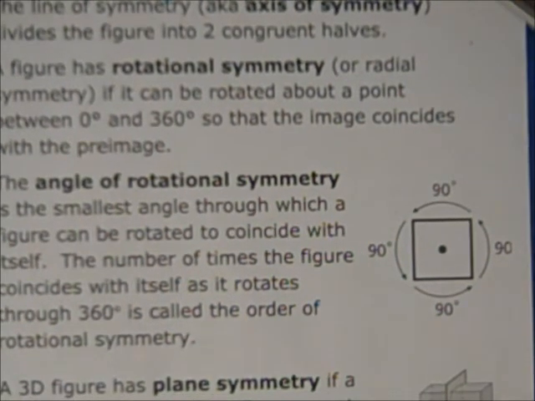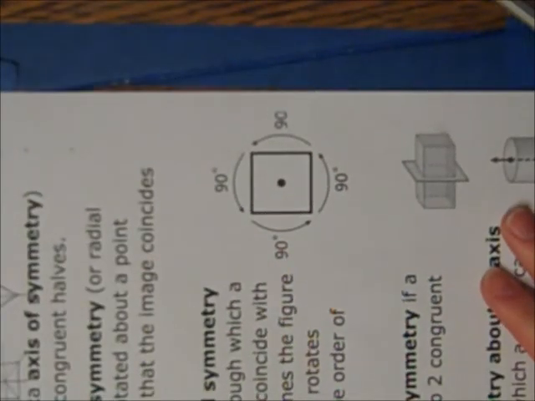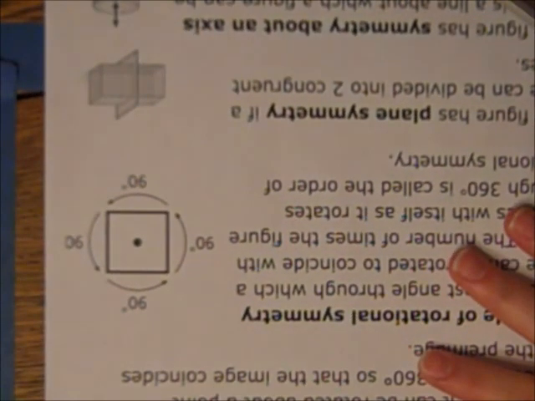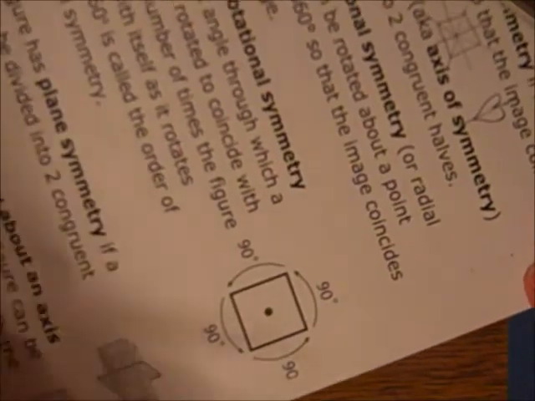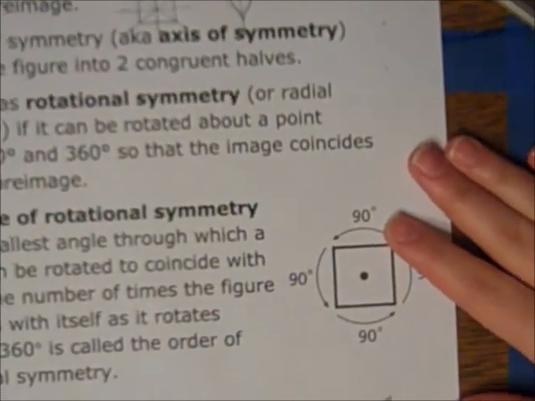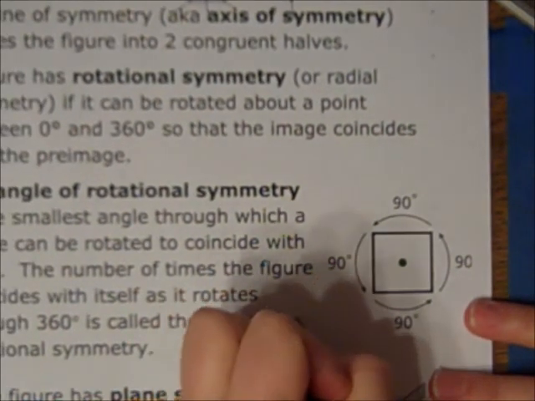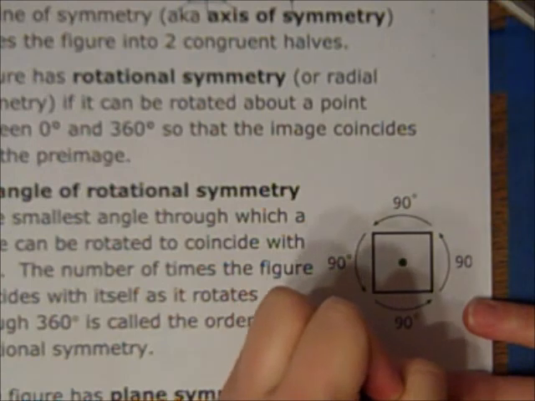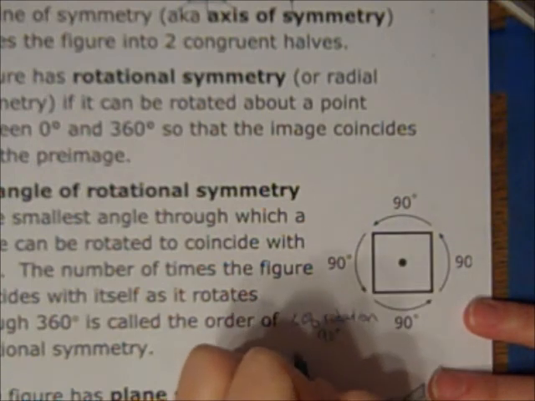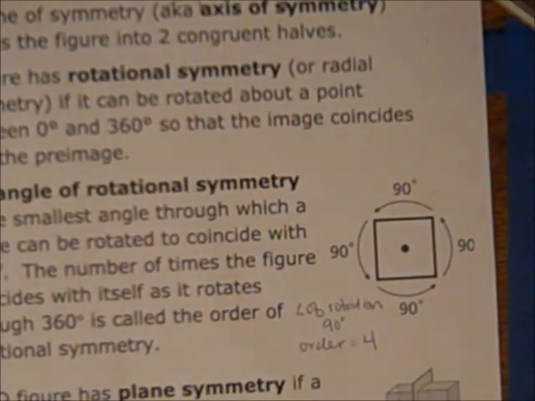So let's think about a square. If I take this square and I turn it 90 degrees, I have another square. If I turn it 90 degrees, I have another square. 90 degrees, I'm back to square. And then 90 degrees one more time, I'm back to the original shape that I was. So the angle of rotation is 90 degrees. The order is 4 because it took me 4 times to get there.